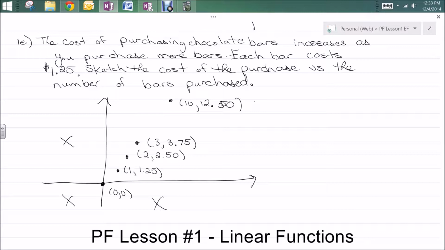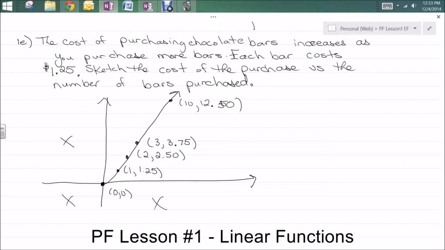Now, if I was to sketch this graph, it would be a straight line. And you'd get a perfectly straight line. You could use a ruler. I'm not using grid paper, so my line isn't perfectly straight, and probably neither is yours. But nonetheless, that's what you've got.